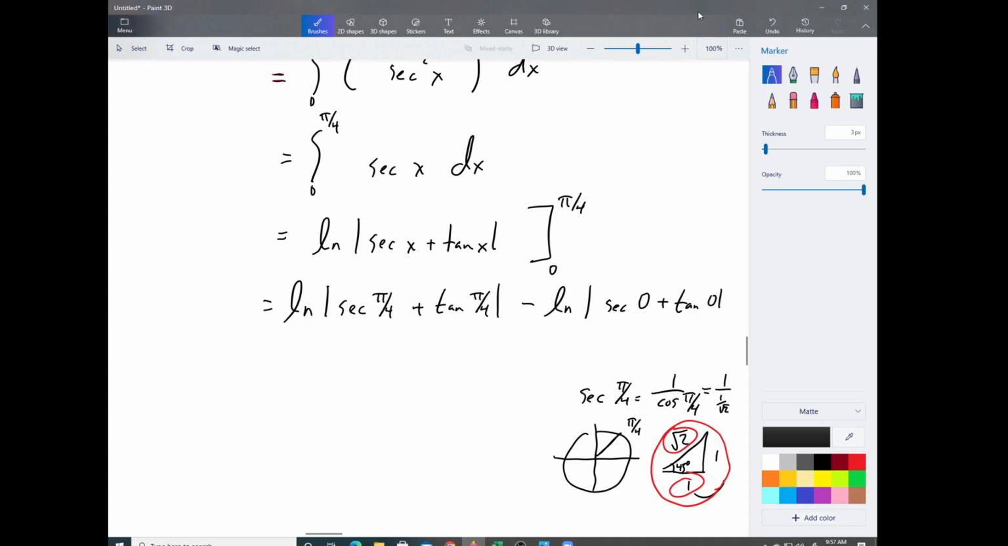Do you follow where I'm going with that? And then the tangent of that one I can just take directly from my triangle. That's going to be the opposite over the adjacent. And so I can come up here and say this was 1 over the square root of 2, and this was 1 over 1.